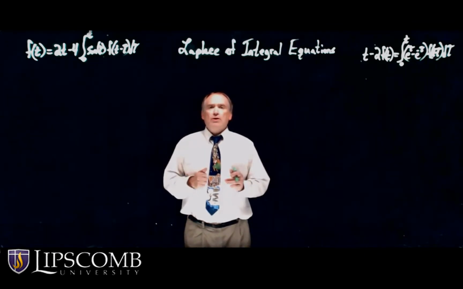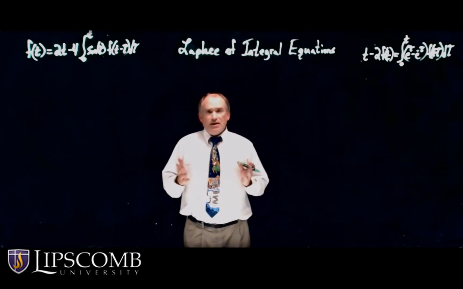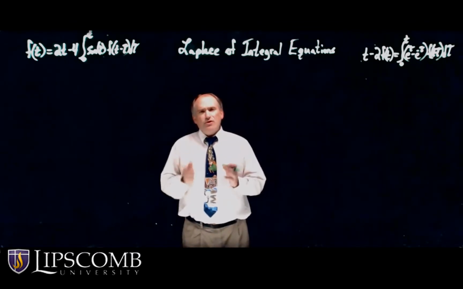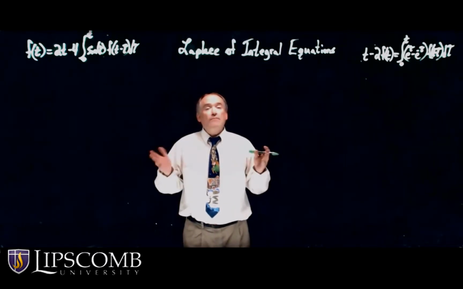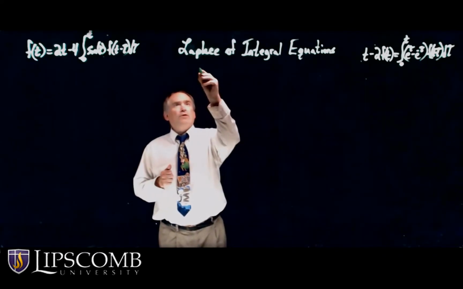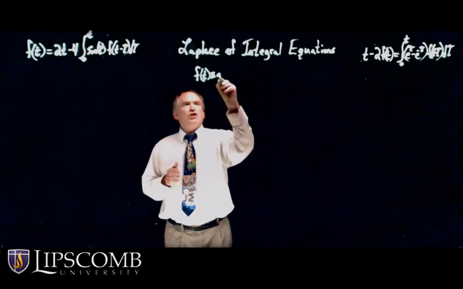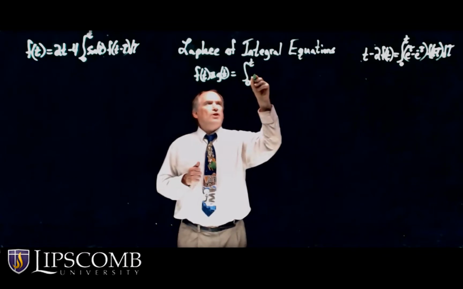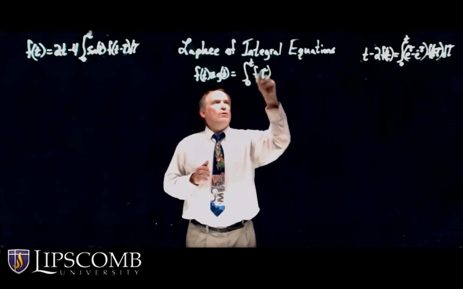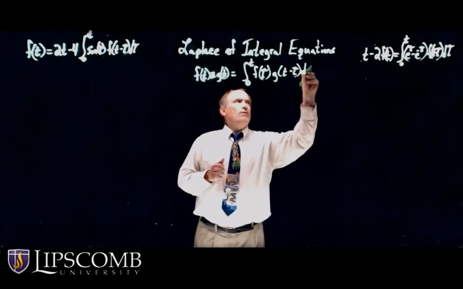Now we're going to talk about the Laplace of the integral equations. Usually the form, and it will be the form for us, is the form of the convolution. So remember, the convolution of f convoluted with g has this integral form: 0 to t, f of tau, g of t minus tau, d tau.